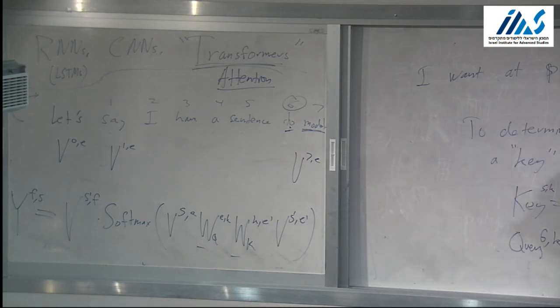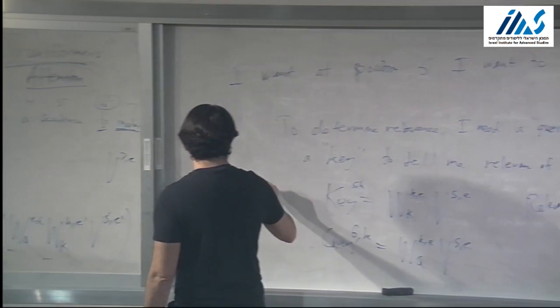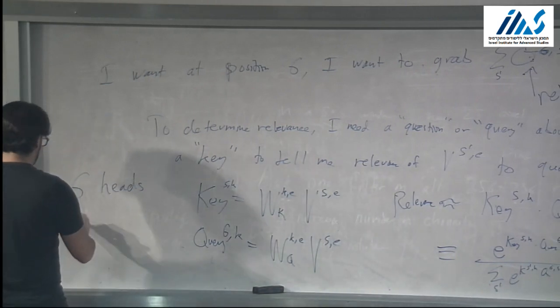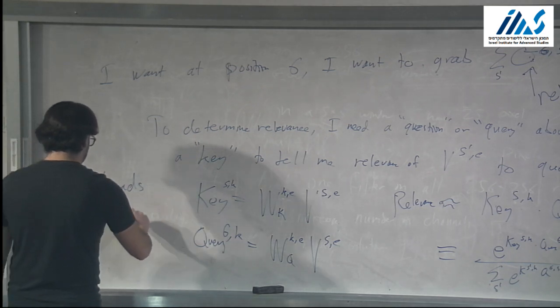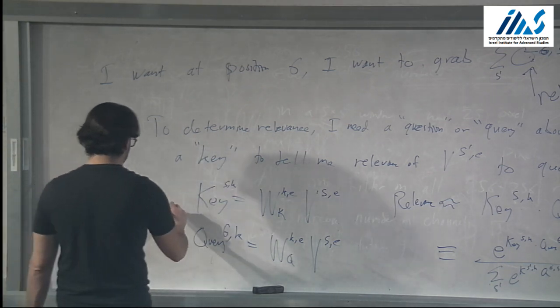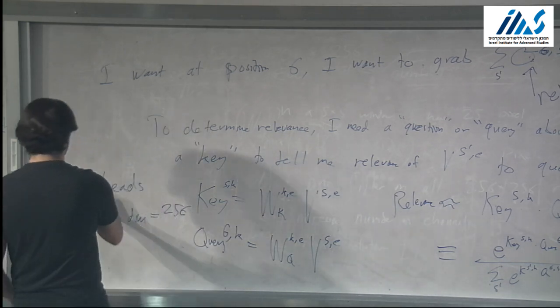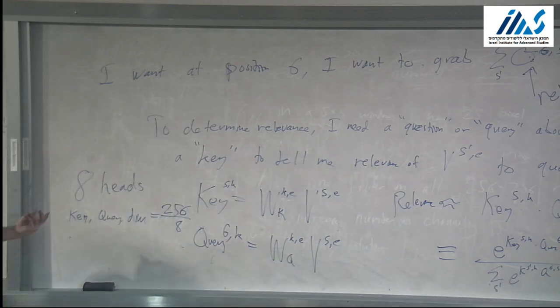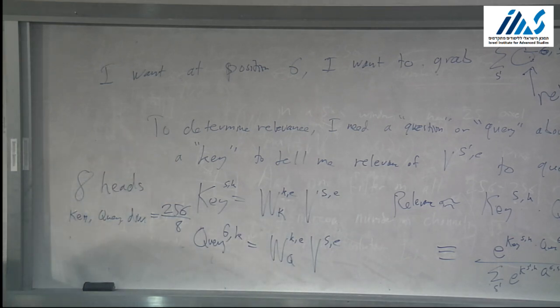The reason why I made this K different from E is because I can have, say, maybe I have 6 heads. I'm just making up numbers as usual. And so I can make the key query dimension equal to 256. Say there's 8 heads, 256 over 8. And so I can have 8 heads that each only use an eighth of the vector space.